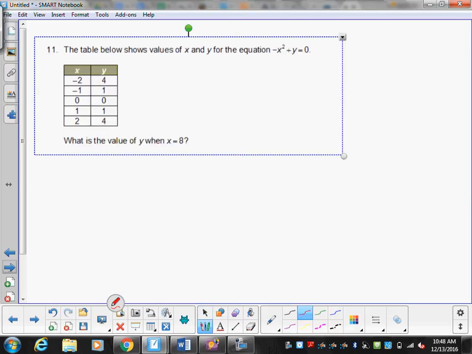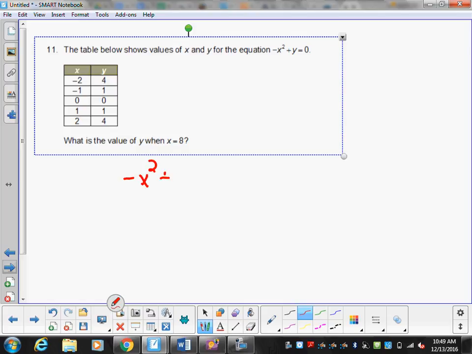Number 11. The table below shows values of x and y for the equation negative x squared plus y equals 0. So we're doing the same exact kind of thing as we did on problem 9. So it wants to know, what is the value of y when x is 8? Okay. So on this one we have negative x squared plus y equals 0.